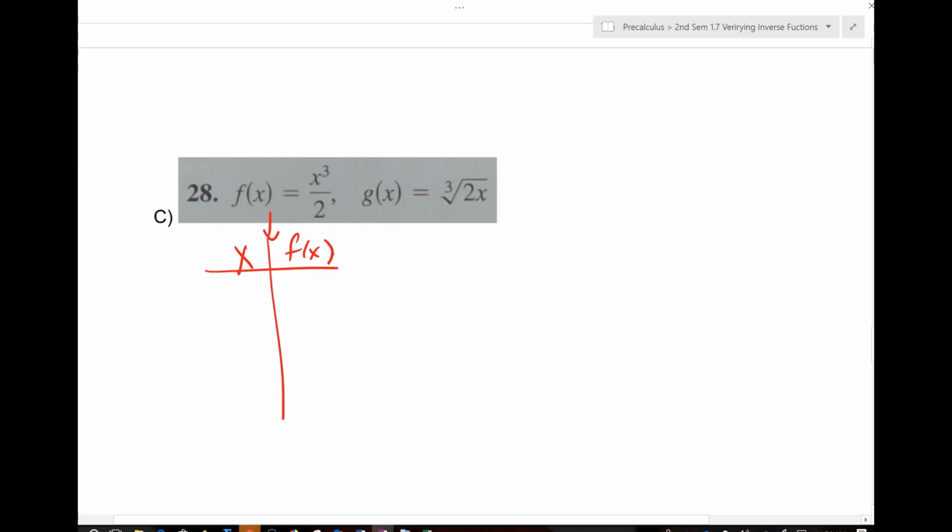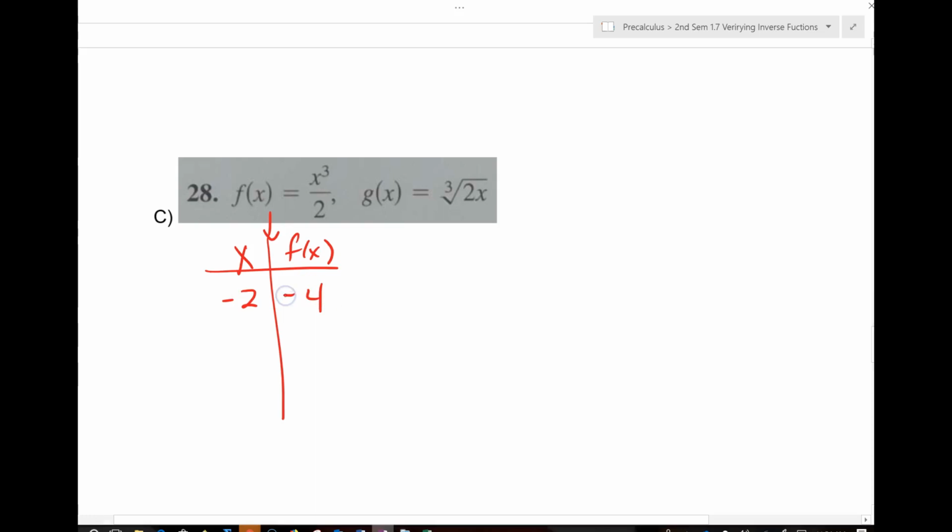You could totally use like negative 2, negative 1, 0, 1, 2. They aren't too bad. The problem is the numbers kind of get weird, but let's try this anyway. So how about the fact we go negative 2 cubed? Well, negative 2 cubed is going to be a negative 8. Divide by 2 is going to be a negative 4, right?